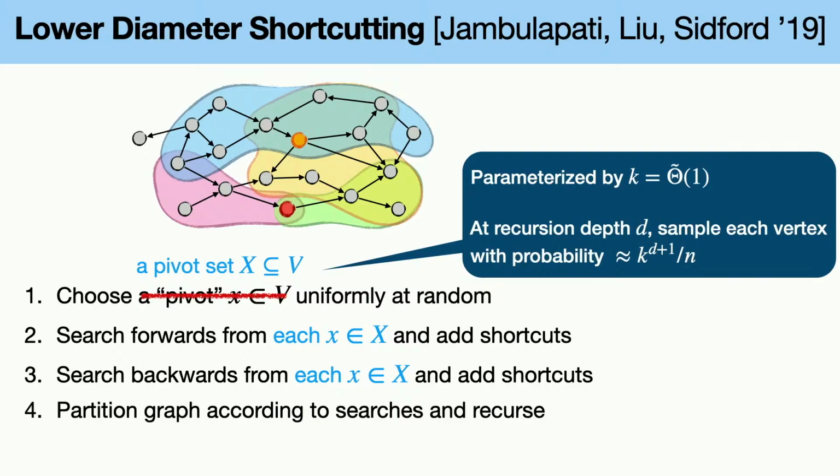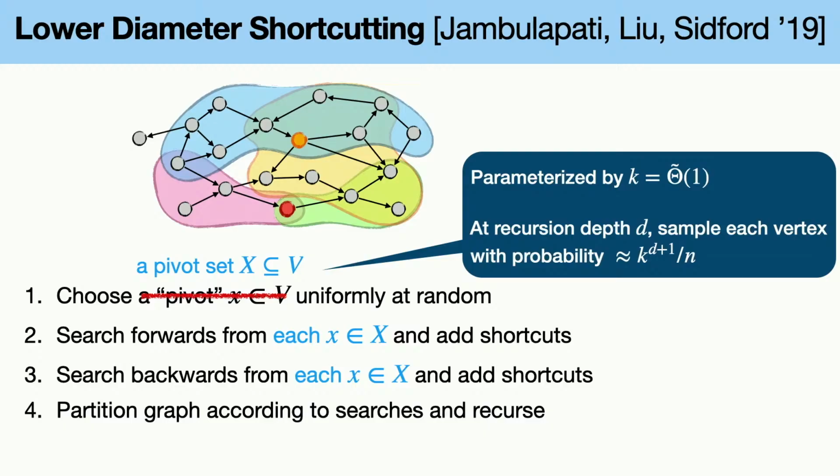And the way they choose pivots is by having some tuning parameter k, which will be polylog n. And they sample vertices with increasing probability as you recurse. So it's something like k to the d over n. So at the top level of recursion, you're only sampling about k pivots. When you get down log base k of n levels of recursion, everybody is sampled.